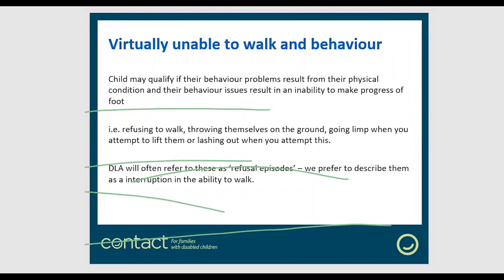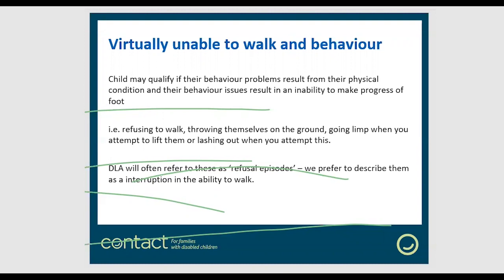Now, the DLA unit will often refer to these as refusal episodes. We prefer to describe them as temporary interruptions in the ability to walk. Part of the reason for that is because we feel that the word refusal has connotations that the child is choosing to act in this way. And as we'll see in a few minutes, that's one that can often be quite a problematic area here.